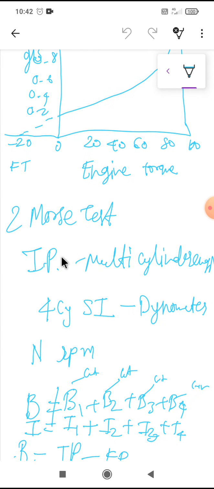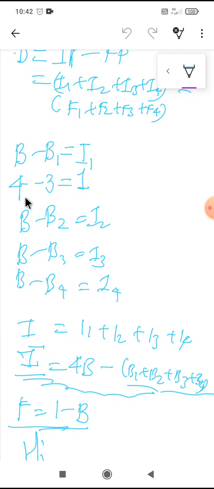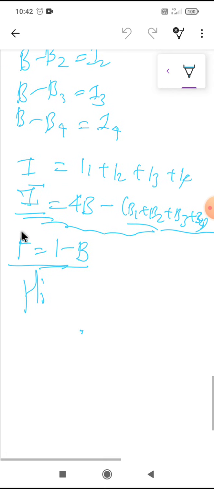In Mohs test, if there is a multi-cylinder engine, then we used to switch off one of the cylinders and measure the power of the other three cylinders. Then similarly we'll switch off the second cylinder and measure the power of the other three, and similarly we'll switch off the third and the fourth. And we use this equation: the total power minus the brake power of the three cylinders gives us the indicated power of the first cylinder. So similarly we have found the frictional power, that is I minus B.